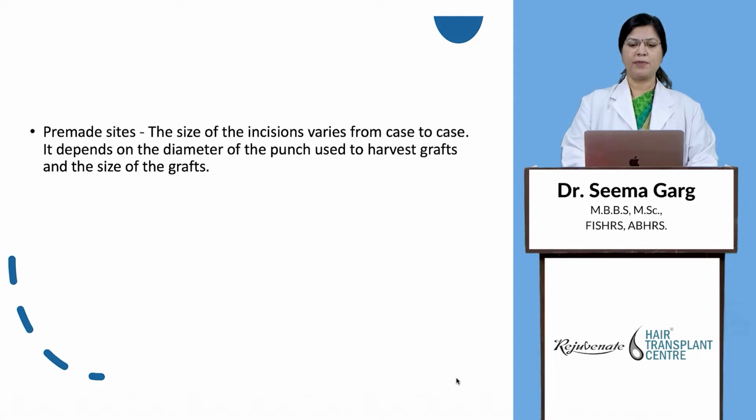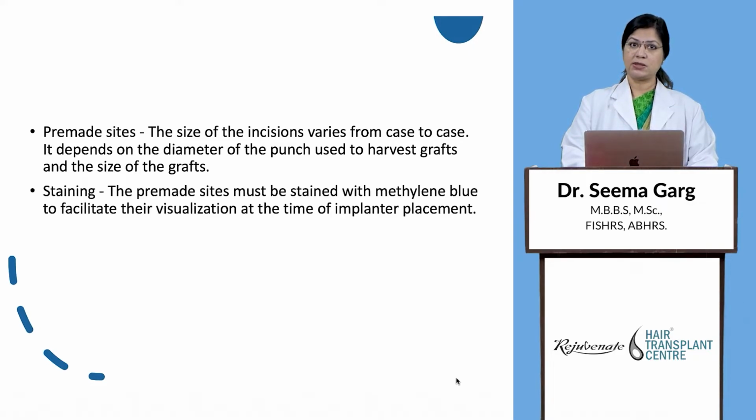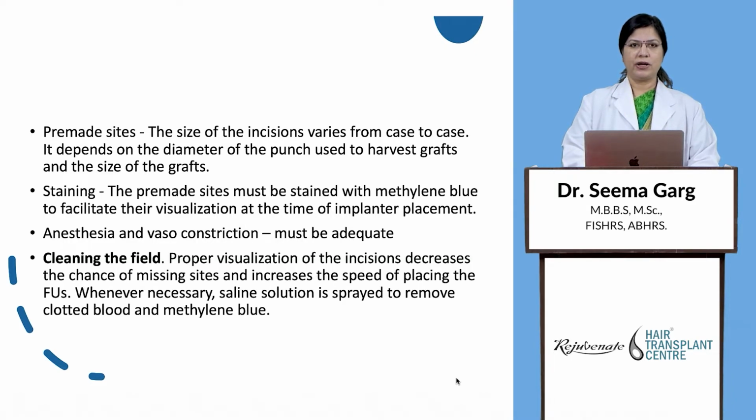It depends on the diameter of the punch used to harvest the graft and also on the size of the graft. Pre-made sites must be stained with the methylene blue to facilitate their visualization at the time of implantation. Anesthesia and vasoconstriction must be adequate. Cleaning the field: proper visualization of the incision decreases the chances of missing sites and increases the speed of placing the follicular unit. Whenever necessary, saline solution is sprayed to remove clotted blood and methylene blue.